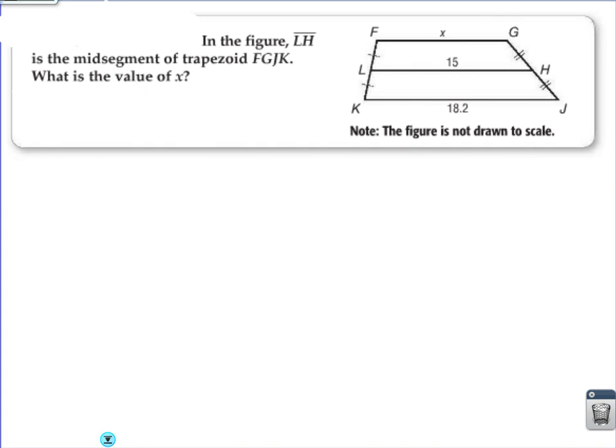So how in the world are we going to find X? Let me show you the hard way of doing it. I know that when I average the two bases, I add them and I divide them by 2. And I know when I average those two bases, it's going to give me the length of the mid-segment. You could set up an algebraic equation to solve this. Okay, that's one way of doing it.